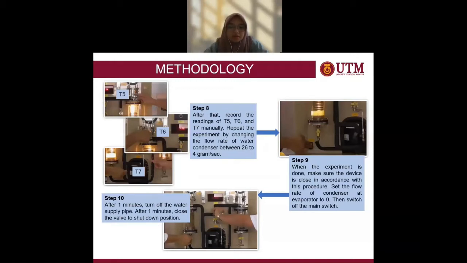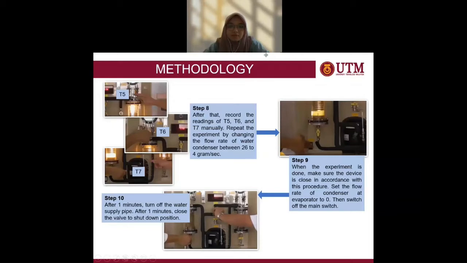Step 8, record the readings of T5, T6, and T7 manually. Repeat the experiment by changing the flow rate of the condenser water between 26 and 4 grams per second. In this experiment, we need 4 sets of experiment. Step 9, when the experiment is done, make sure the device is closed in accordance with this procedure. Set the flow rate of condenser and evaporator to 0, then switch off the main switch. Step 10, the last step. After 1 minute, turn off the water supply pipe, and then after 1 minute, close the valve to the shutdown position.